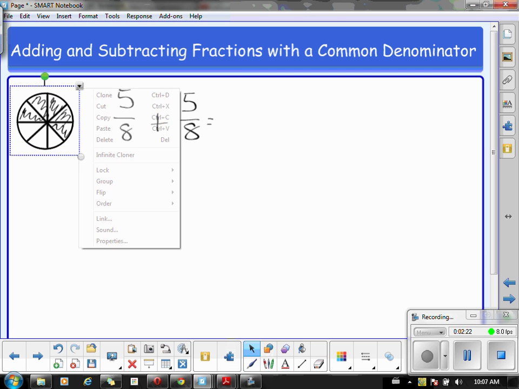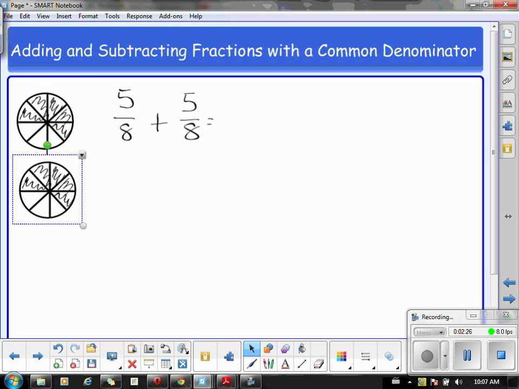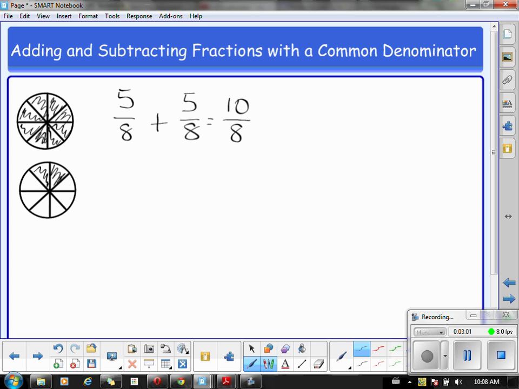So I have to make another circle to add the extras on. So here we have 5/8. I need to add another 5. So there's 3 that fills up that circle, and I still need 2 more to make my 5. So looking at it mathematically, my denominator stays 8 because my pieces haven't changed. They're still the same size. And for my numerator, if I look at the fraction, 5 plus 5 equals 10/8.